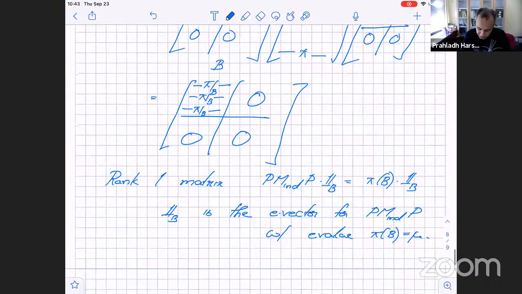Therefore, this in particular tells you that the 2-norm of P M_ind P is exactly mu, because that's a rank 1 matrix. It has only one non-zero eigenvalue. So the largest eigenvalue is this quantity, and you have already exhibited explicitly what the largest eigenvalue is. Okay, all of this is for M_ind.